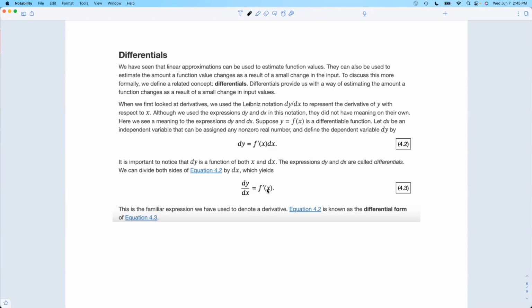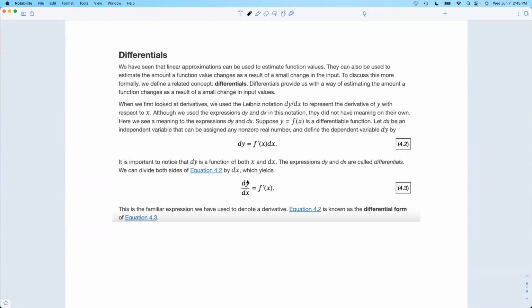dy/dx equals f prime. That's just notation there. There's no math there. These mean the same thing. This is what we call prime notation. This is what we call Leibniz notation. Now, naively, we could pretend that we're multiplying the dx to the other side.